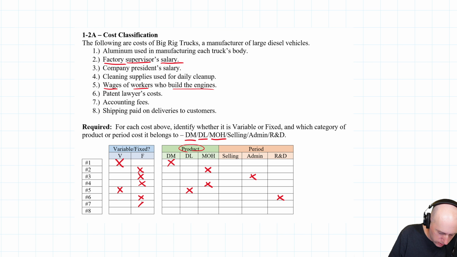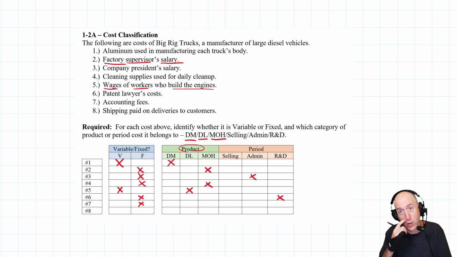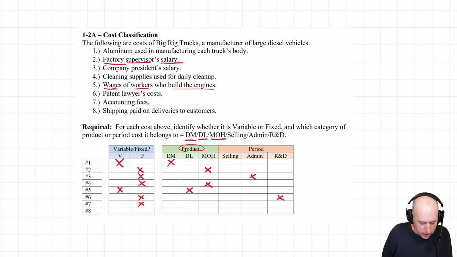Accounting fees, absolutely fixed. Doesn't matter if you make 1 or 2 more trucks or 1 or 2 fewer. You're paying your accountant the same thing. Is the accountant working in the factory building the truck? No, they're outside of the factory. This is business cost. This is administrative.